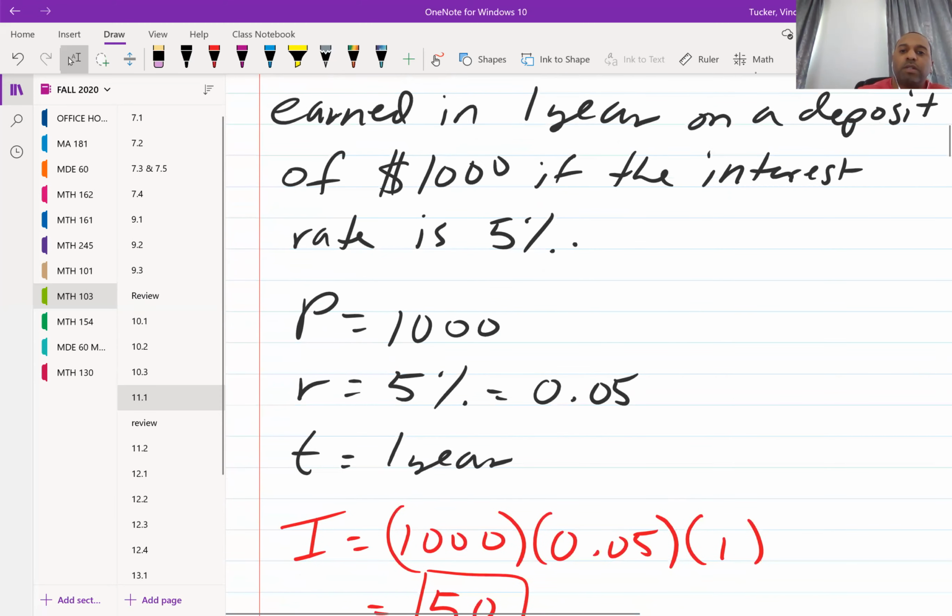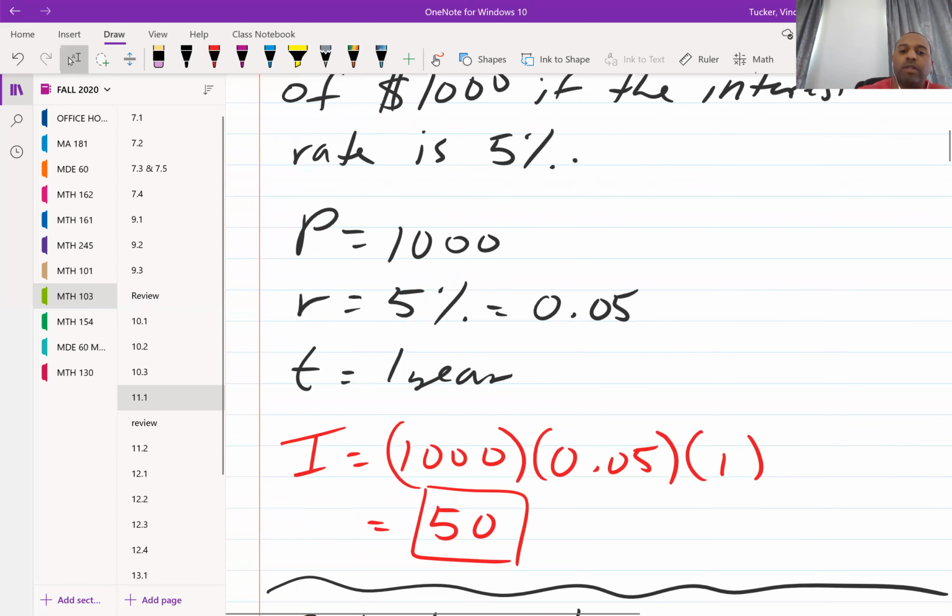All right, let's scroll up. So you just do P times R times T. That's 1,000 times 0.05 times 1, which will give us 50. So that would be $50 interest.